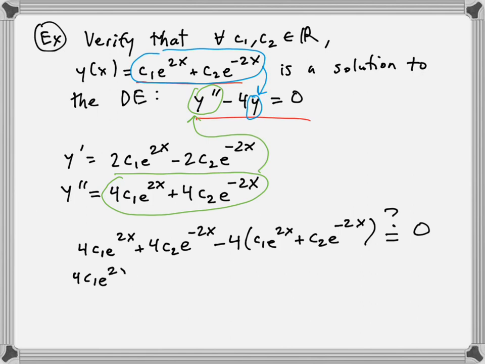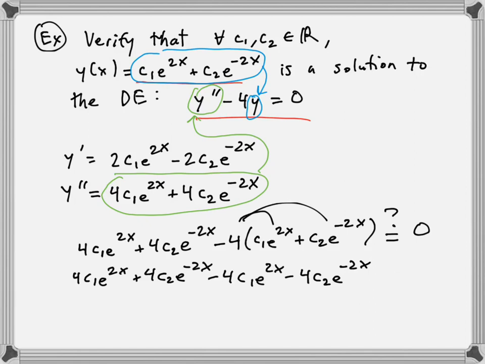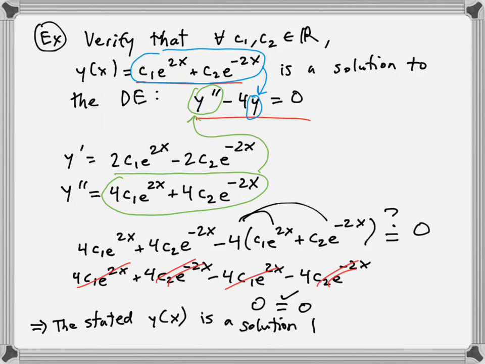This is 4c1 e to the 2x plus 4c2 e to the negative 2x. On the left, we get negative 4c1 e to the 2x. We're distributing here, this and this, and then minus 4c2 e to the negative 2x. And this guy cancels with this guy, and this guy cancels with this guy, and so we get 0 equals 0, so it works. So let me just say the stated y of x is a solution to the differential equation.